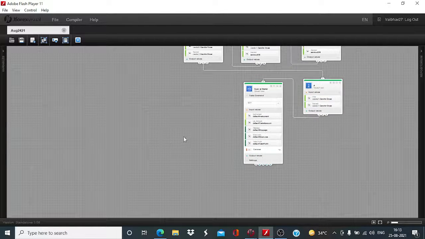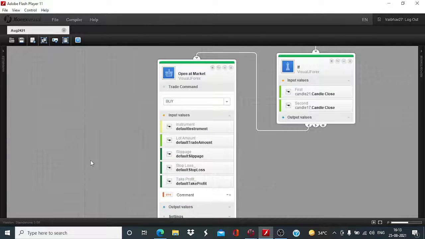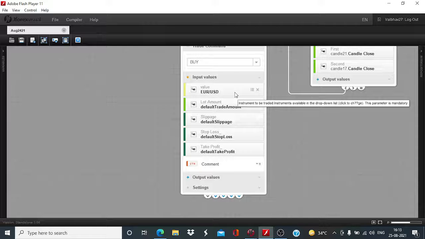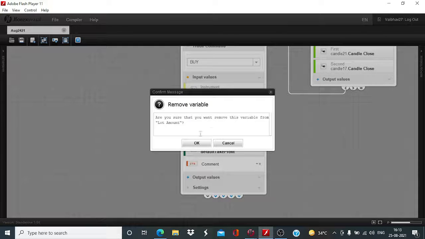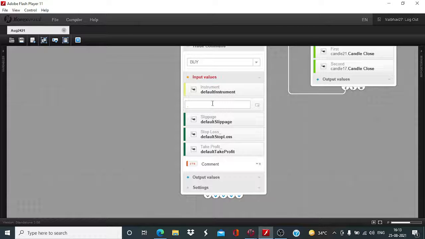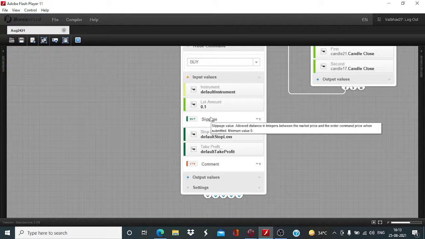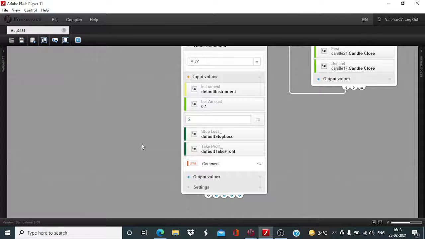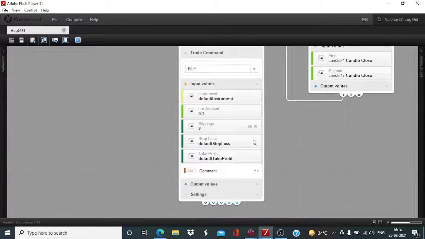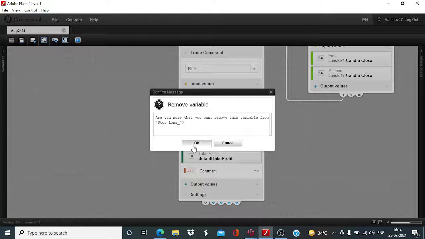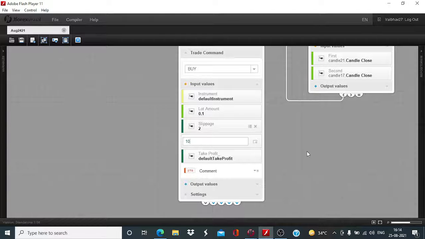Now we have to define the parameters for this trade command block. Default instrument remains as it is. Trade amount I will change to 0.1 million. This should be kept as per the equity of the account. Slippage is going to be 2 pips. Stop loss, since we are dealing with the lower candle time frame, I think a combination of 20 and 10 should be good enough. 20 is going to be the take profit level, whereas 10 is going to be the stop loss, getting us a risk reward ratio of 1:2.